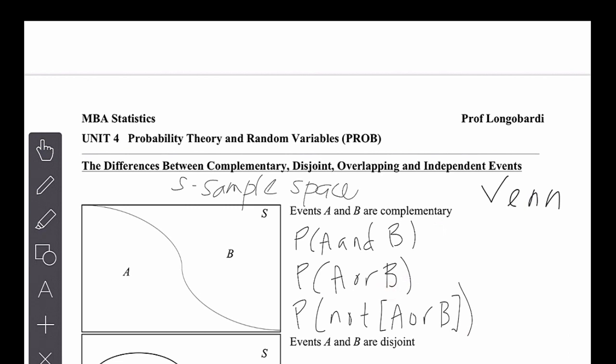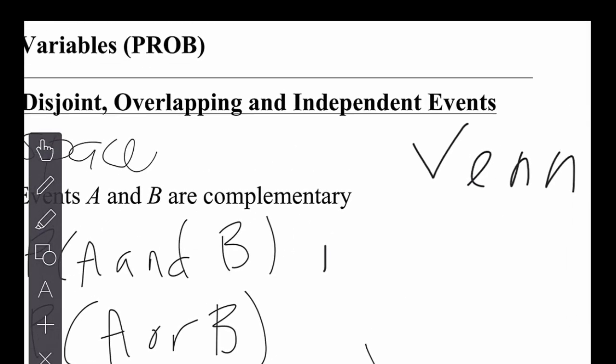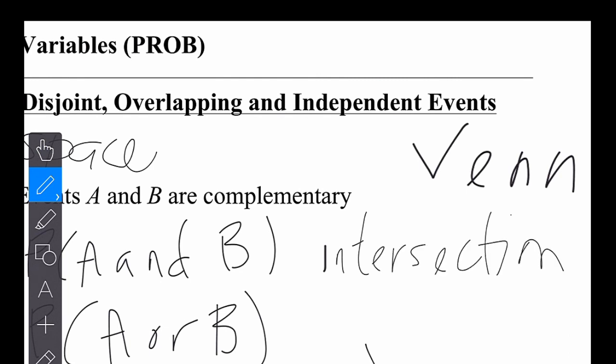A or B is the understanding that A happens or B happens. In words, we can define the probability of A and B as the intersection of two events. And A or B is known as the union.